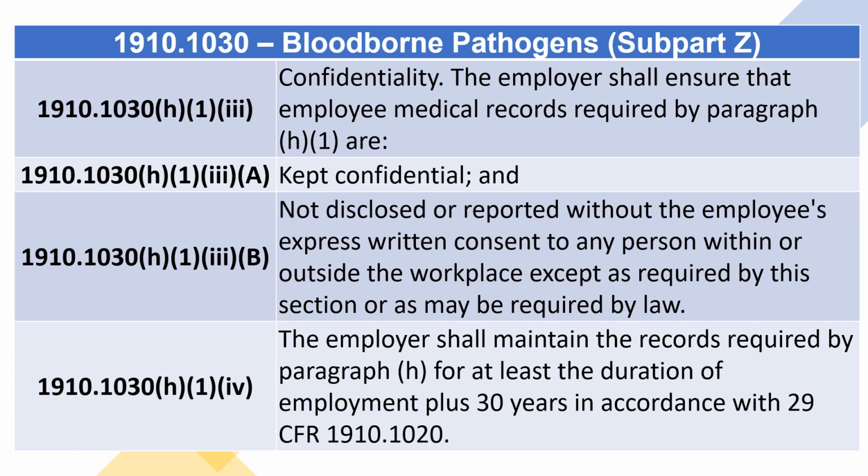1910.1030 H.1.3. Confidentiality. The employer shall ensure that employee medical records required by paragraph H1 are kept confidential and not disclosed or reported without the employee's express written consent to any person within or outside the workplace, except as required by this section or as may be required by law. 1910.1030 H.1.4. The employer shall maintain the records required by paragraph H for at least the duration of employment plus 30 years in accordance with 29 CFR 1910.1020.